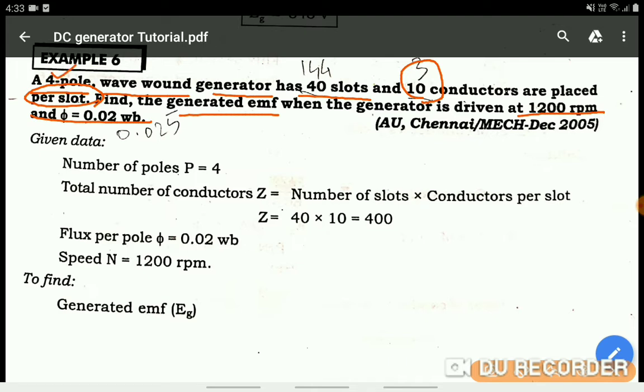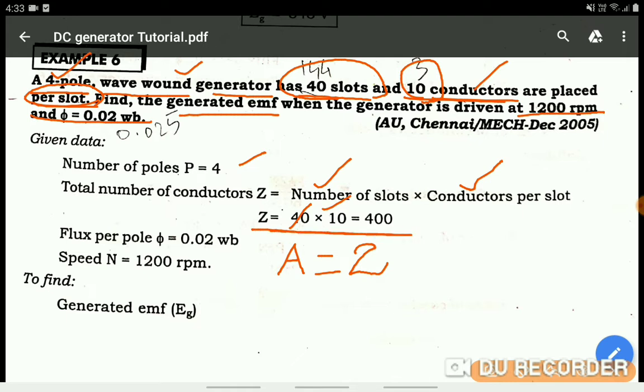We'll collect all the information. P equal to 4. Wave wound. We all know that for a wave wound, A equal to 2. The number of slots given in the problem is 40, and conductors per slot is 10.